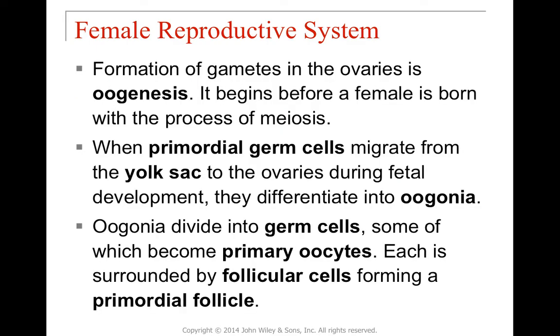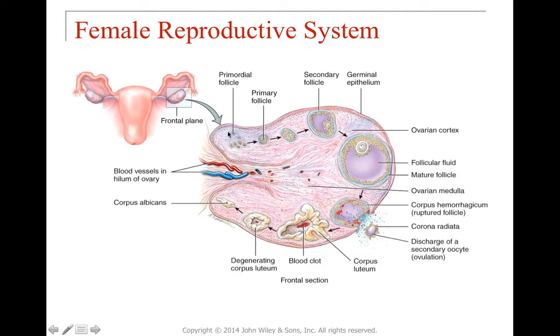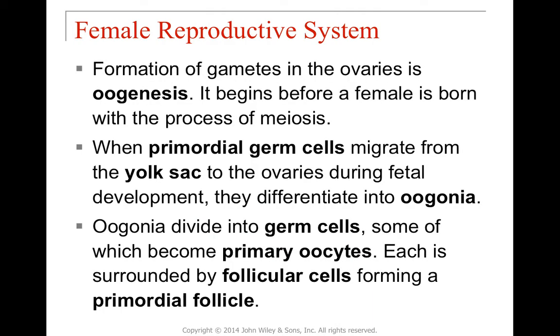Okay, so the formation of gametes itself is called oogenesis. And I'm going to go back a stage. These guys here already have the gametes inside them. These primordial follicles already have the gametes inside of them, and it begins way before a female is born, right? It happens during the process of meiosis. By the time an infant female is born, she already has all of the eggs inside of her that she's ever going to use, right?